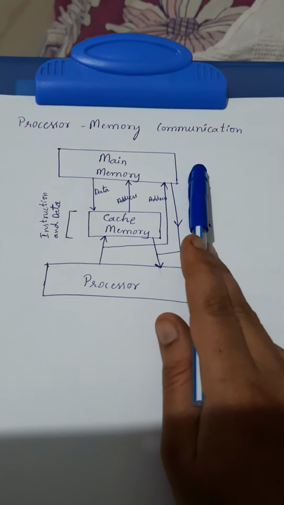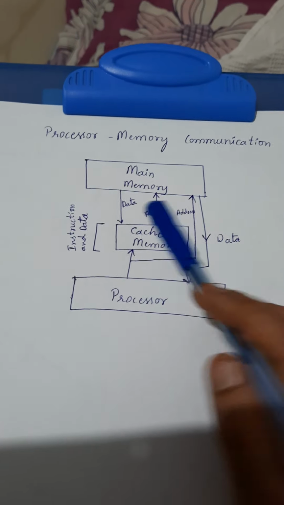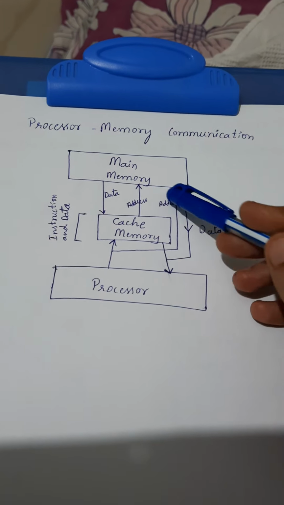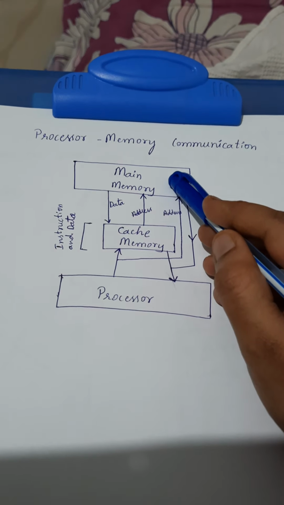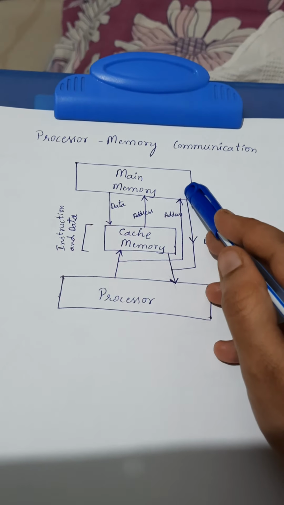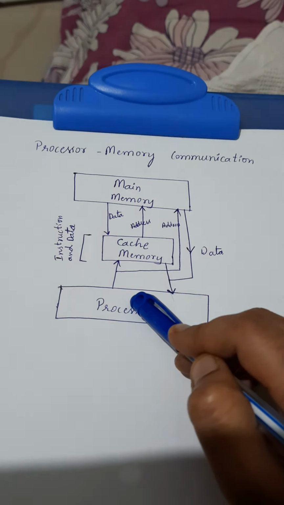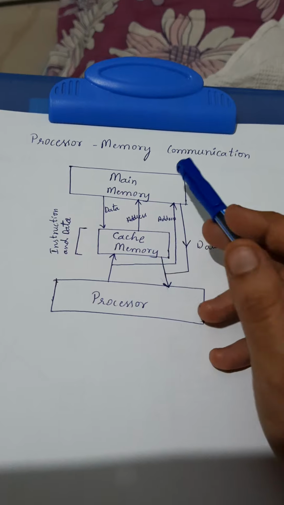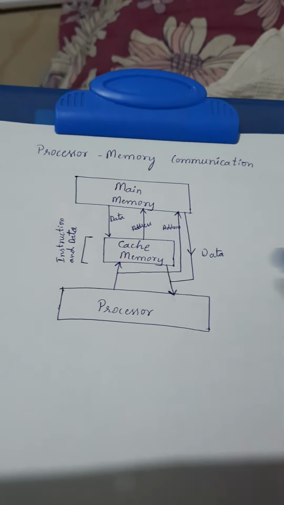Processor memory communication. I'll be describing processor memory communication. It takes place in two ways. This is the processor and this is the main memory. One is the information transfer, that is the raw information from main memory to processor, through the data bus. And then the processed information transfer from processor to main memory. So two ways of communication, memory to processor and then processor to memory.